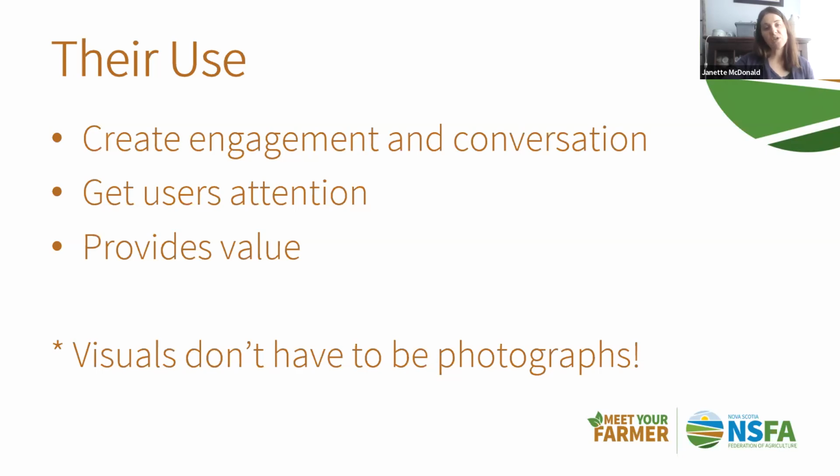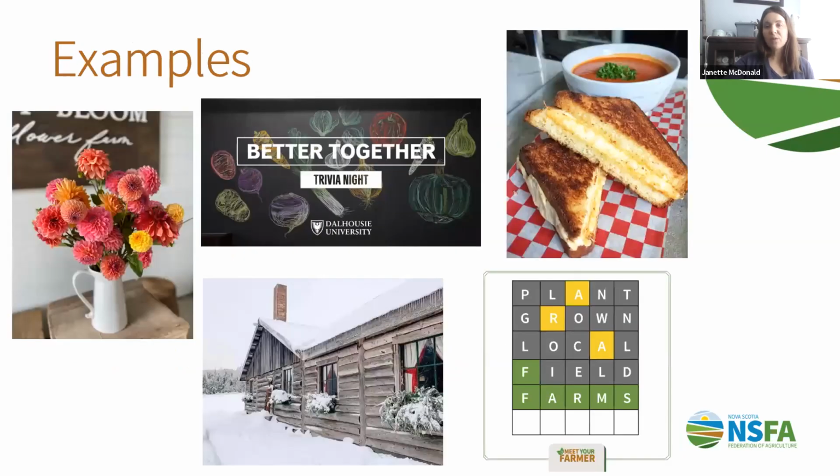And visuals don't have to just be photographs. I've pulled a few examples of graphics from farms and food businesses. So the picture of the flowers is from Just Bloom Flower Farm on their social media account. So you can see the farm sign in the background with the flowers that are used as an example of bouquets that they had for sale. The Better Together image comes from Dalhousie Agricultural Campus. They've been hosting trivia nights on their Facebook pages, and they've branded this as Better Together Trivia Night and with their logo on the bottom. So this is a form of a visual that you can use as a branded sample or branded design.